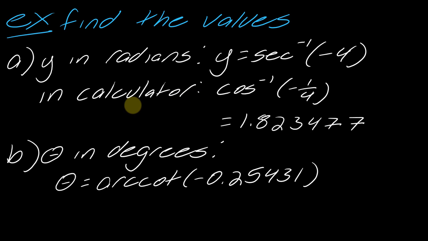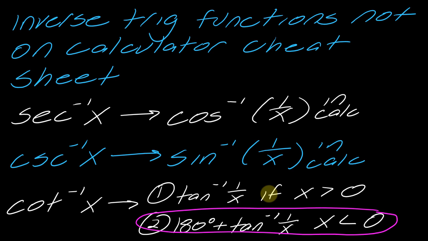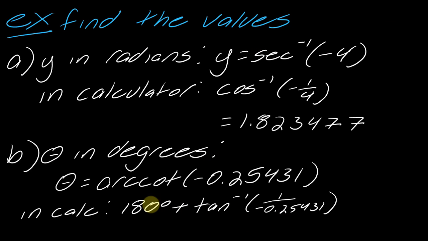And now, let's make sure that you got that. Now let's compare with degrees. Okay, so now I've got arc cotangent of negative 0.25431. In this case, I'm going to use this crazy case because my x is a negative number, so x is less than 0, and I have to do 180 degrees plus inverse tangent of 1 over x. So this will be the calculation I need to do. And in degrees, this comes out to 104.268425.